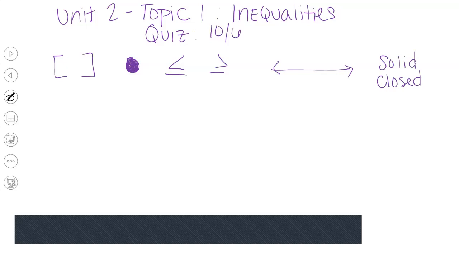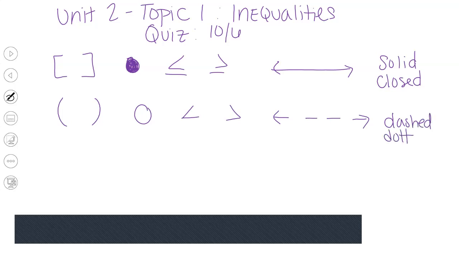Now, if I have parentheses, it's because I have an open circle. An open circle means I just have a less than or greater than. There's no equal bar. And then I'm going to have a dashed or a dotted line. So you'll hear three words. You'll hear dashed, you'll hear dotted, or you'll hear open. All three of those words are acceptable. Dashed, dotted, open. Okay?